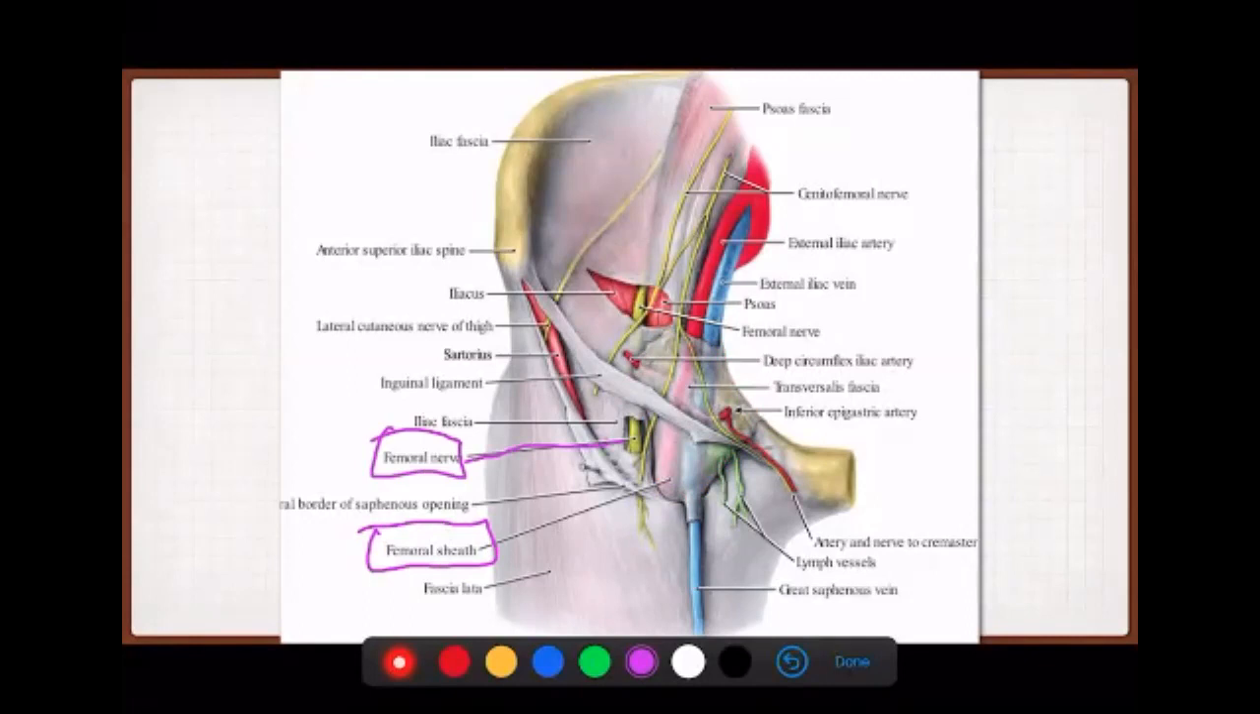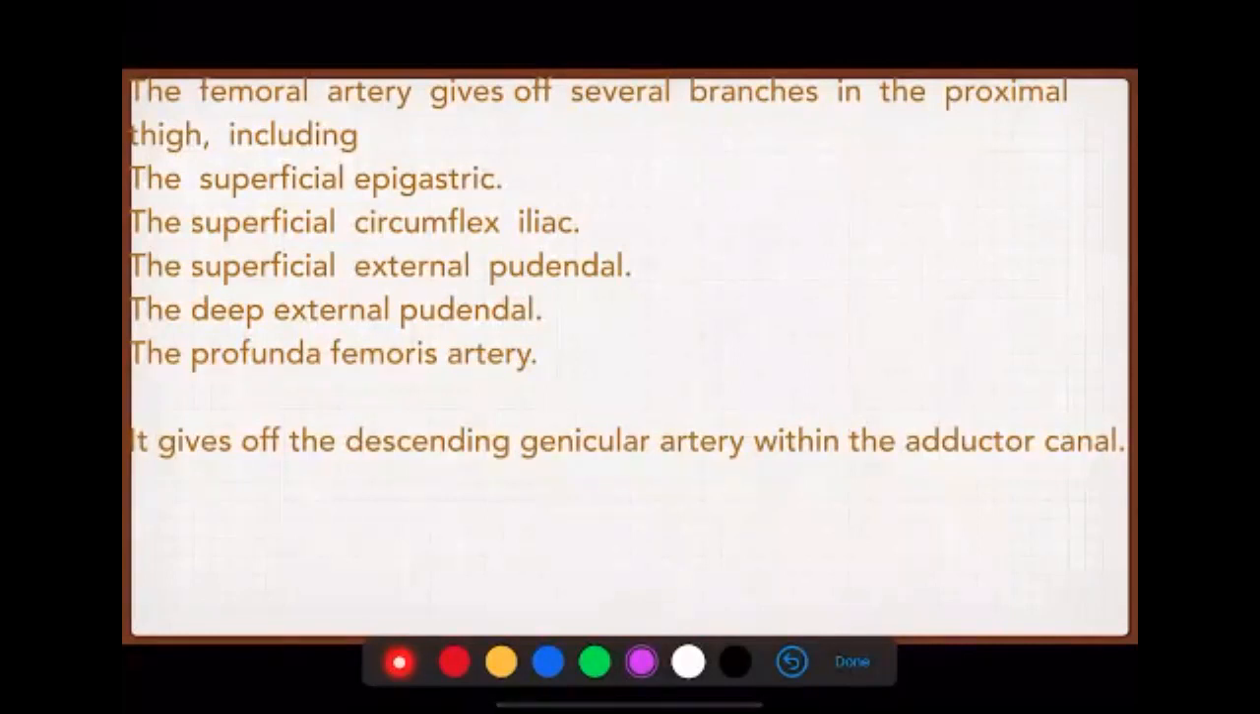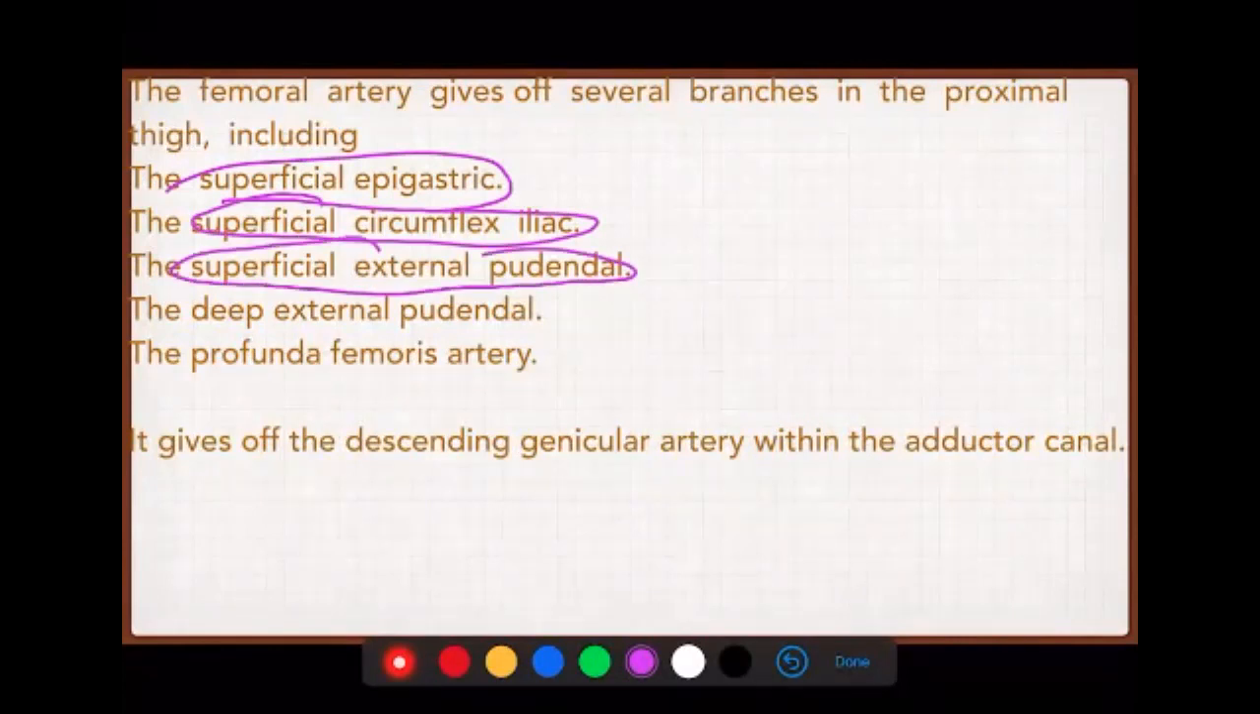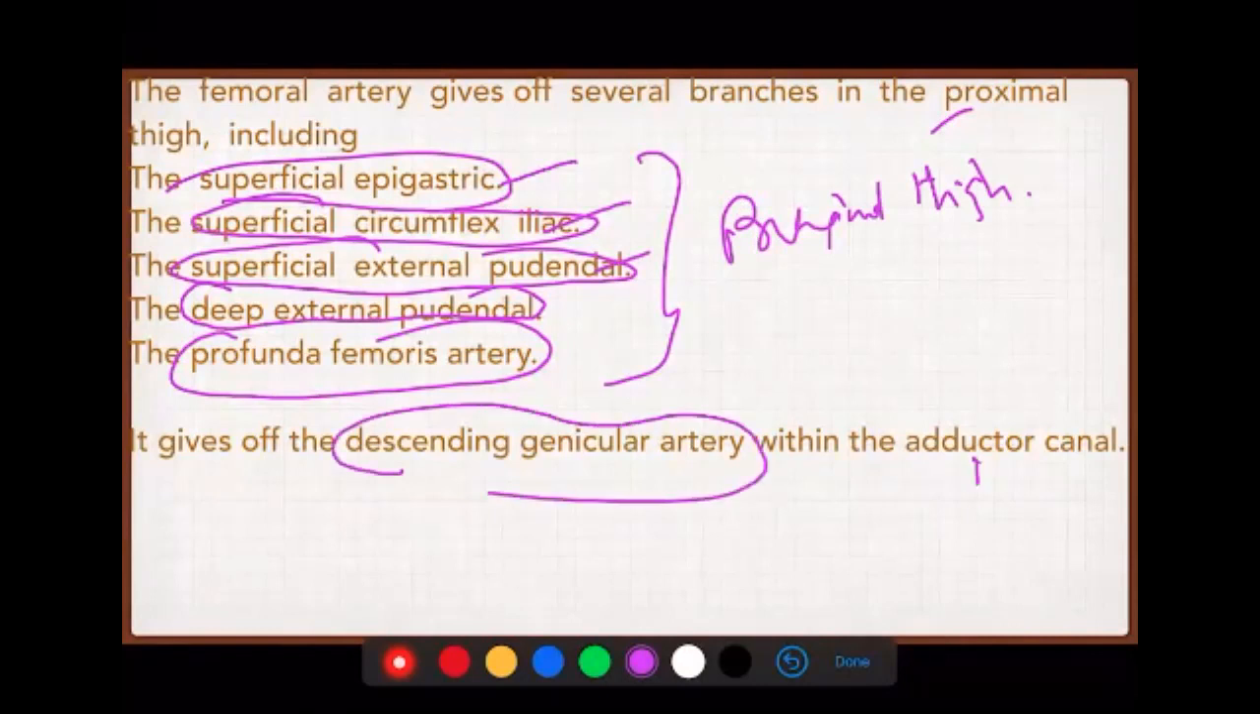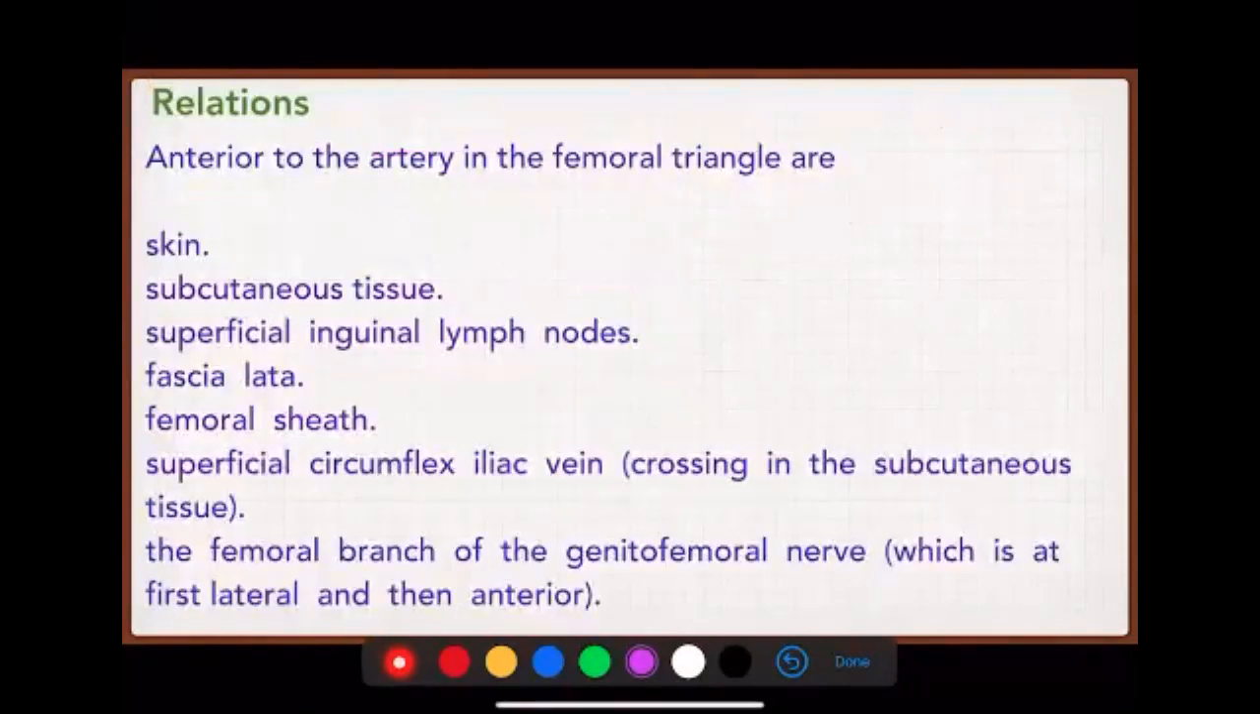The femoral artery gives off several branches in the proximal thigh, including the superficial epigastric, superficial circumflex iliac, superficial external pudendal, deep external pudendal, and profunda femoris artery. All of these are in the proximal thigh, whereas it gives off the genicular artery within the adductor canal. Now, anterior to the artery in the femoral triangle.